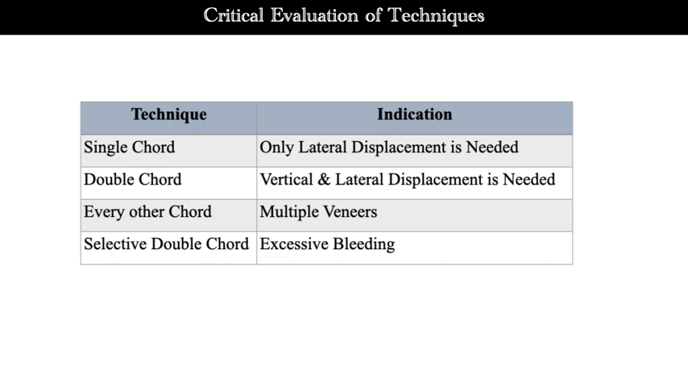The every other cord technique would be for multiple veneers, and the selective double cord technique would be where there is excessive bleeding. Okay, so normally from an exam perspective, if you're doing a cast post for your final exam, you do it on an anterior, and the finish margin of choice would be a subgingival finish margin. So in that case, the double cord technique would be indicated, as you require both the vertical as well as the lateral displacement. We'll speak more about that towards the end.